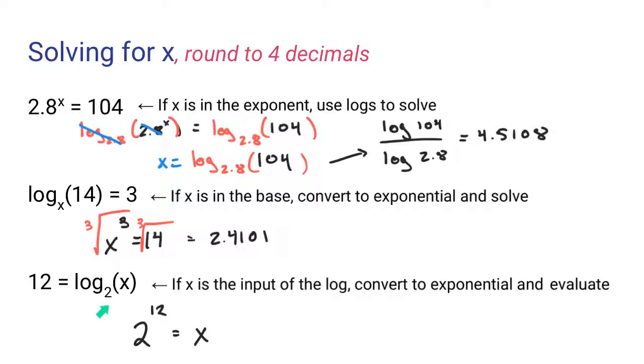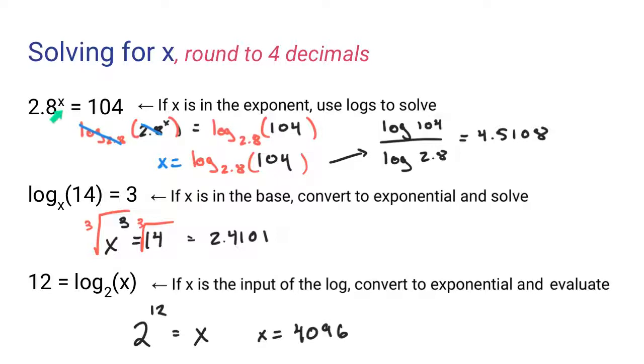The output of the logarithm is the exponent of that base, and that's supposed to equal x. So base, output of the logarithm is equal to whatever's inside. So here we just have 2 to the 12th, which you can also do on your calculator, which means that x is equal to 4,096.